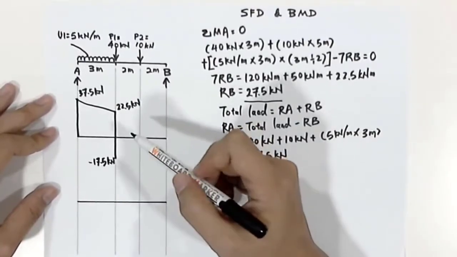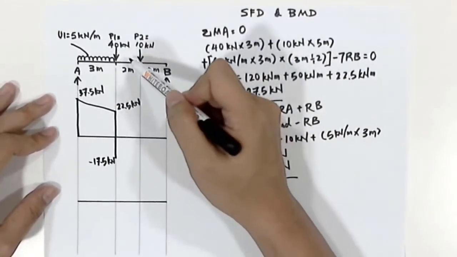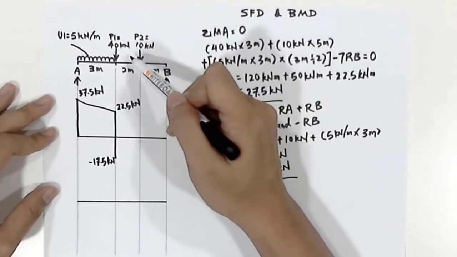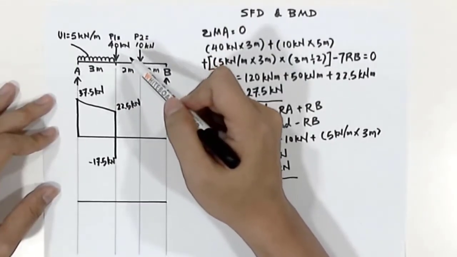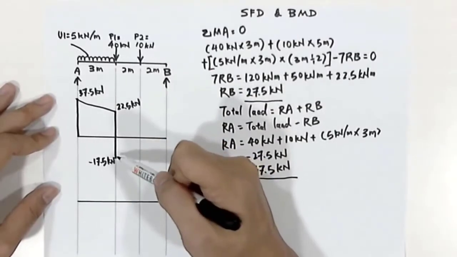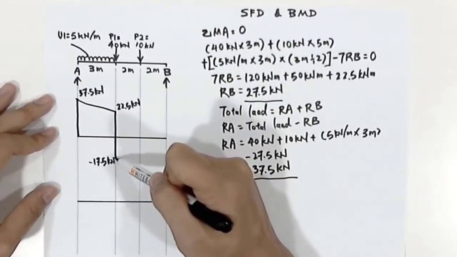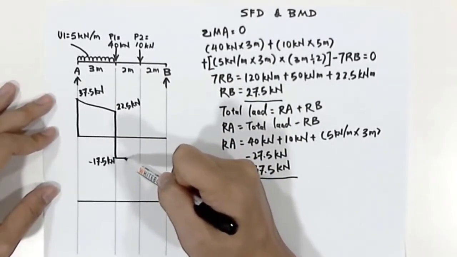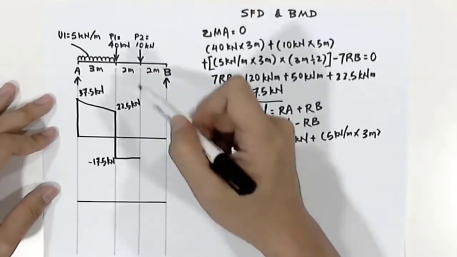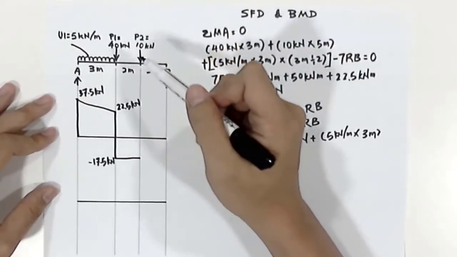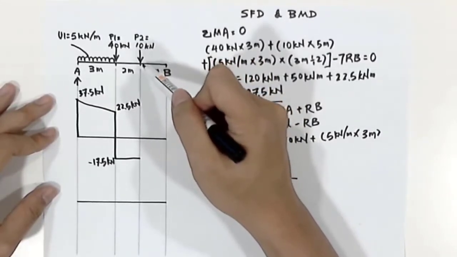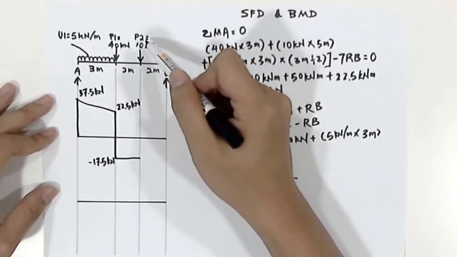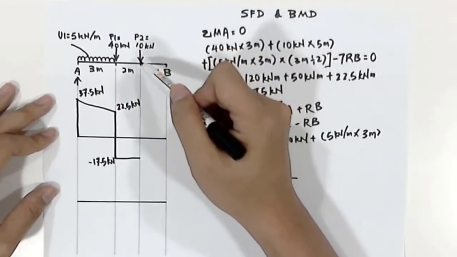And when we look at this band, there's no force on this 2 meter span. Therefore the shear force will stay the same. So how we go about this is that we draw one straight line until we reach the third point. At this point, we have point 2, a 10 kilonewton load acting here.